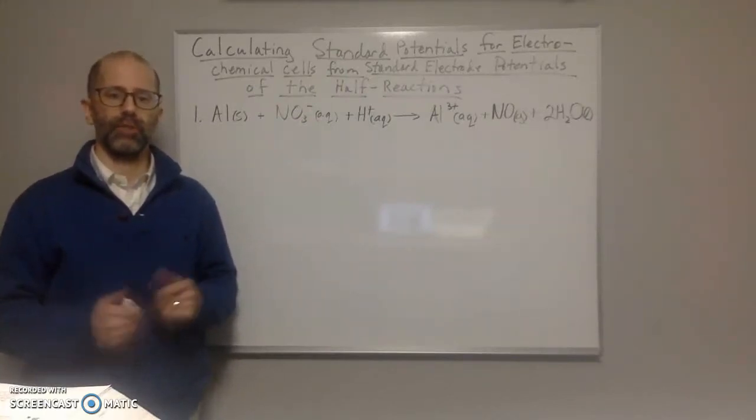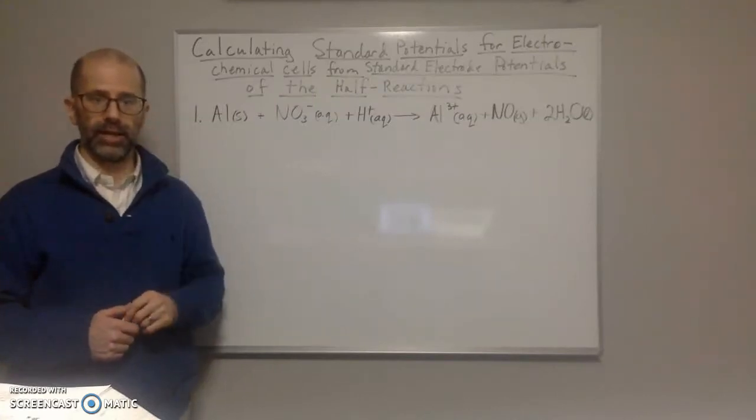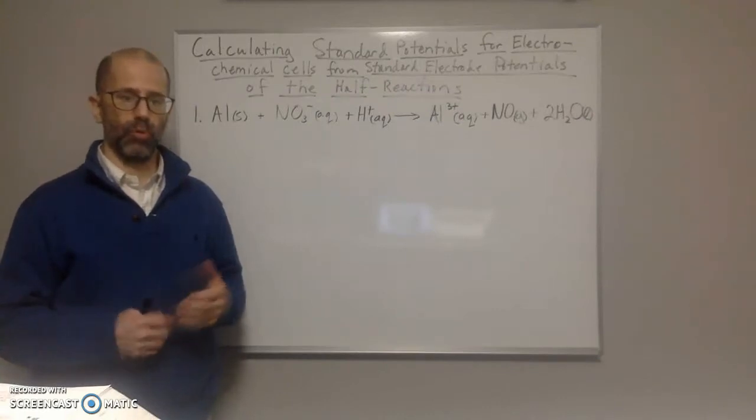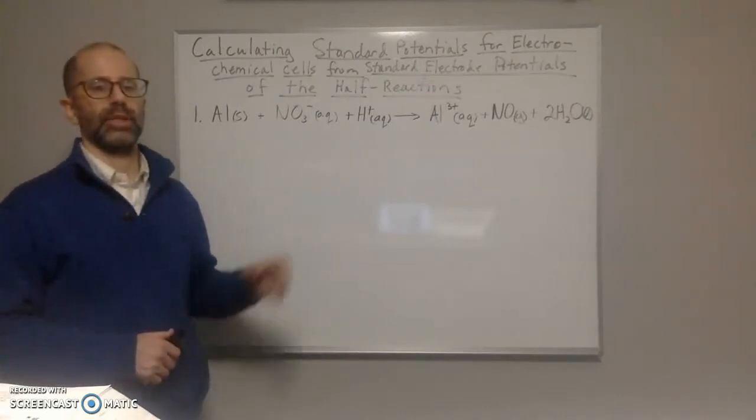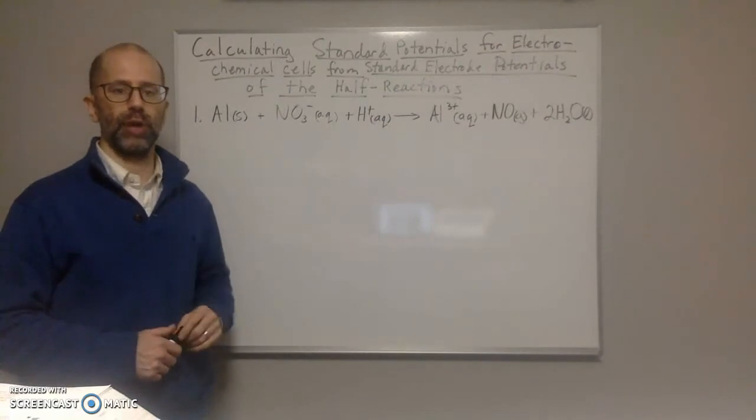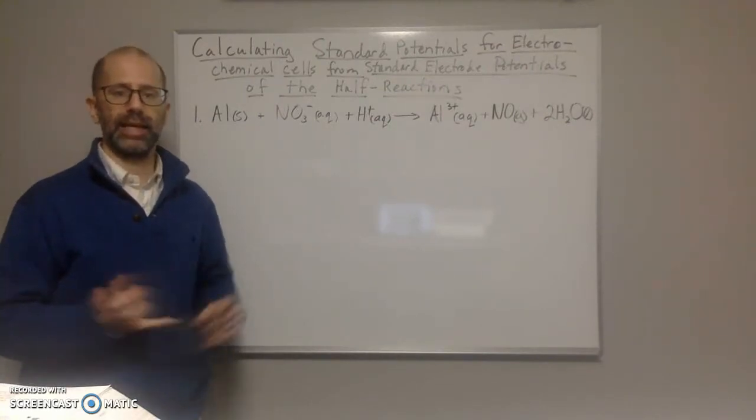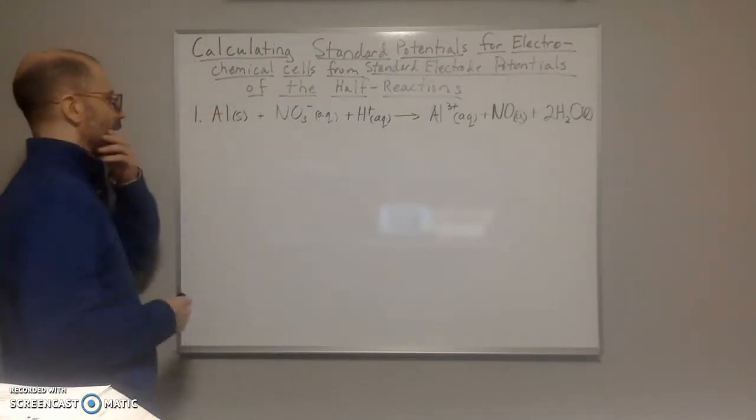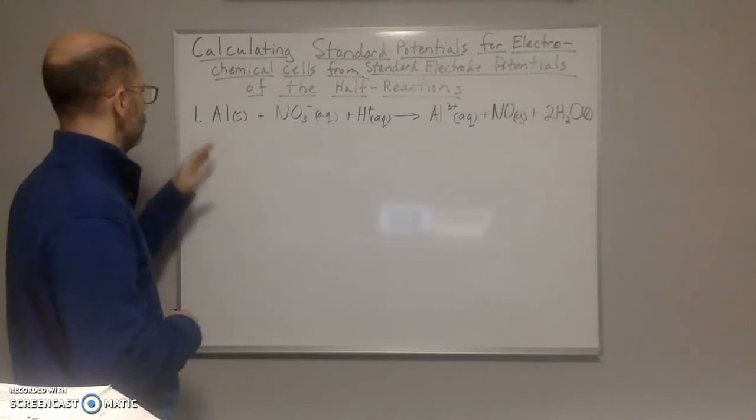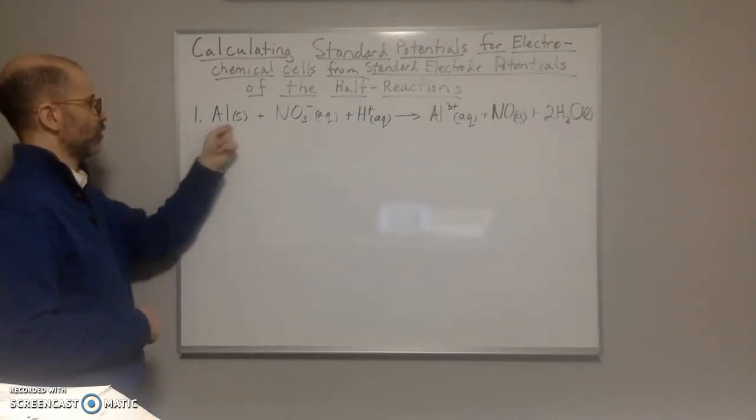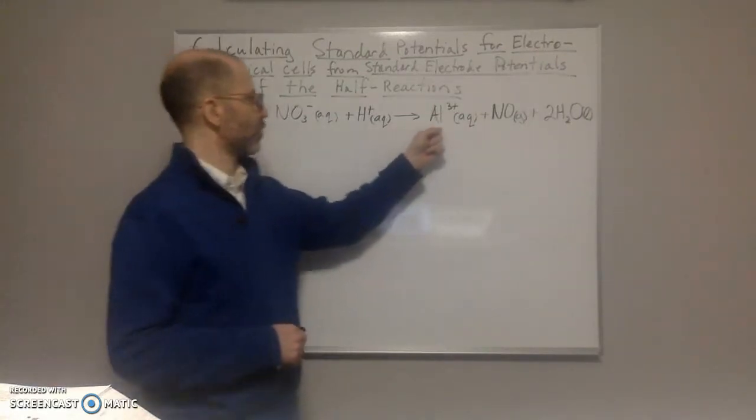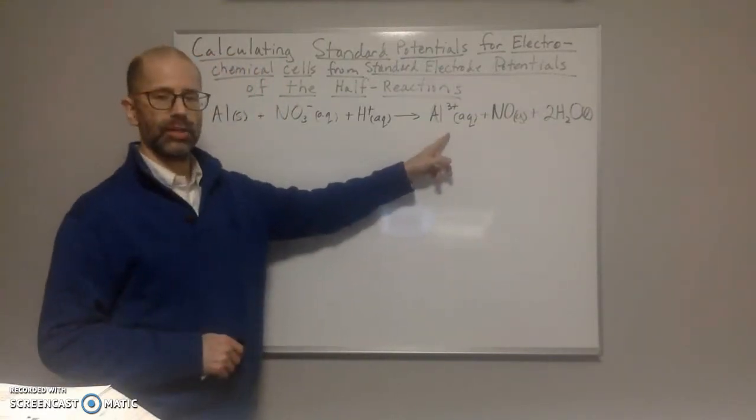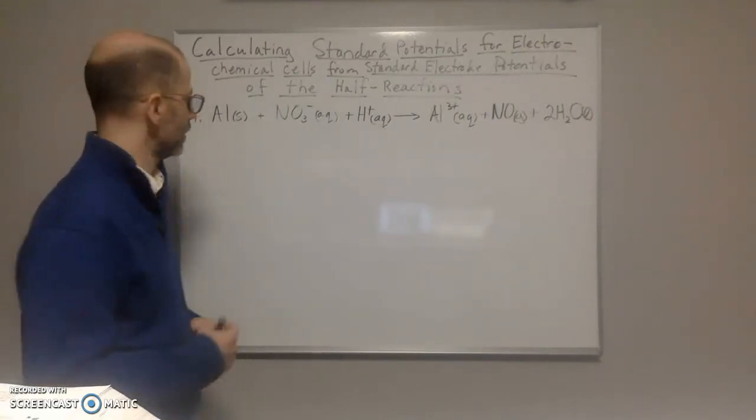The first thing we need to do if we're going to calculate the standard potential for the electrochemical cell is divide this into its two half reactions, the oxidation and the reduction reaction. So first we need to figure out what got oxidized and what got reduced. The aluminum here is going from solid to a 3+ aqueous, so it's losing electrons. So that is getting oxidized.